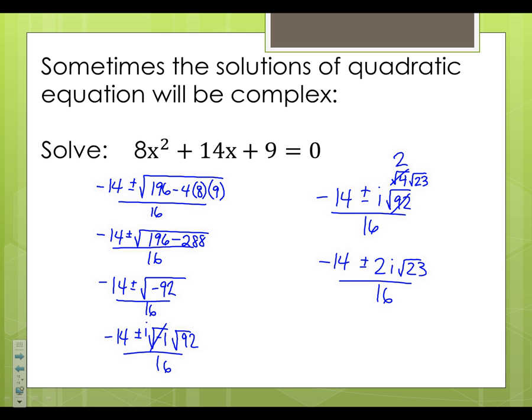Now take a look at all of your constants in here. I have a negative 14, a 2. I can pull a 2 out of the top and divide that 2 out of the bottom. Ultimately, I'm going to end up then with this. Since I can factor a 2 out of the top, I can reduce top and bottom by 2.